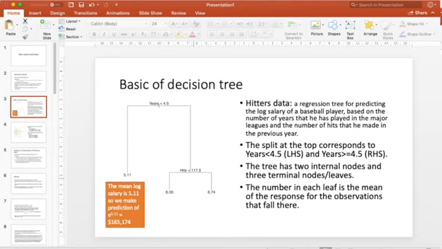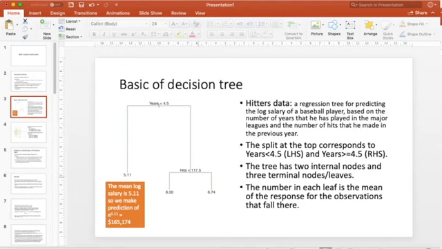So how do we make decisions based on this 4.5 and 117.5? Do we actually tell R to divide the years at 4.5 and divide the hits at 117.5? No, definitely not. These numbers are actually derived from the decision tree algorithm that we are going to discuss later.